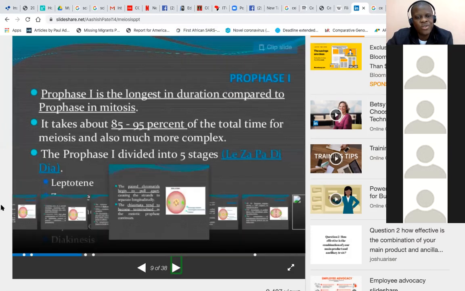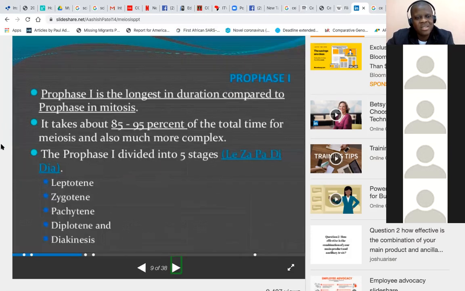Prophase 1 is the longest compared to the prophase that happens in mitosis, and it actually takes up nearly 95% of the total time of meiosis, and is regarded as more complex. That prophase 1 alone is subdivided into these individual steps. We have the leptotene, zygotene, pachytene, diplotene, and diakinesis.